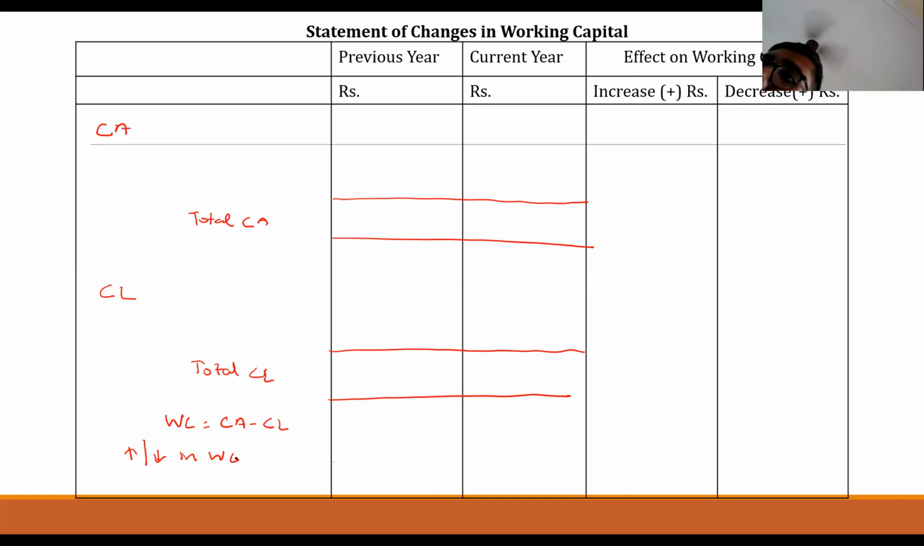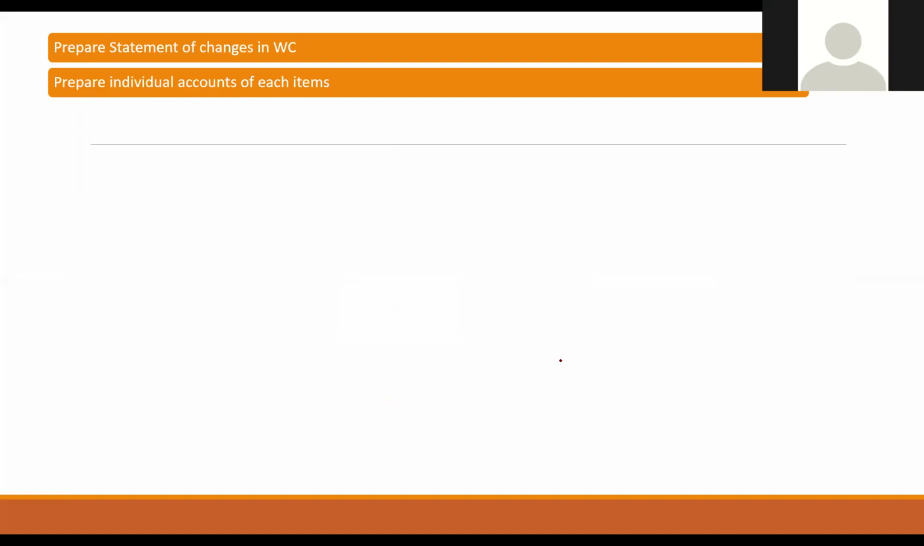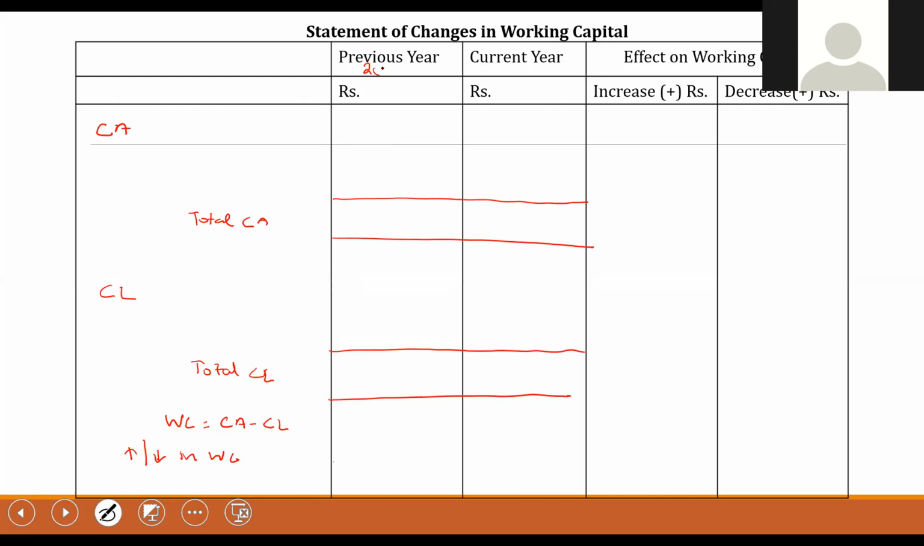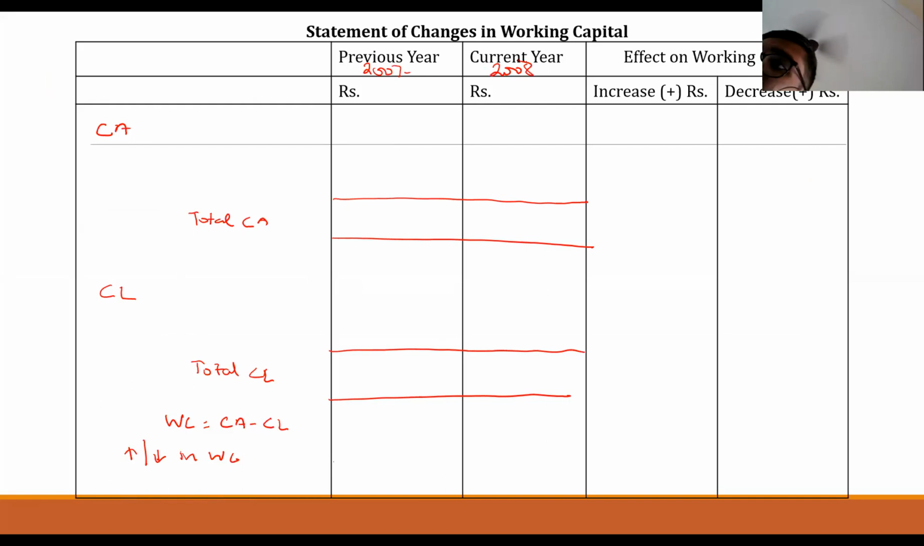So what is the total current assets for 2007 and 2008? Tell me the total. 2007, 5,64,000. 2008, 7,14,000. Current liabilities, 2007, 1,50,000. 2008, 1,98,000. So first of all, current assets total, current liabilities total.